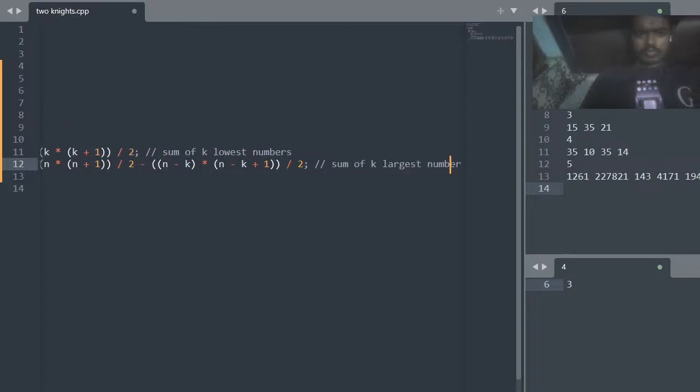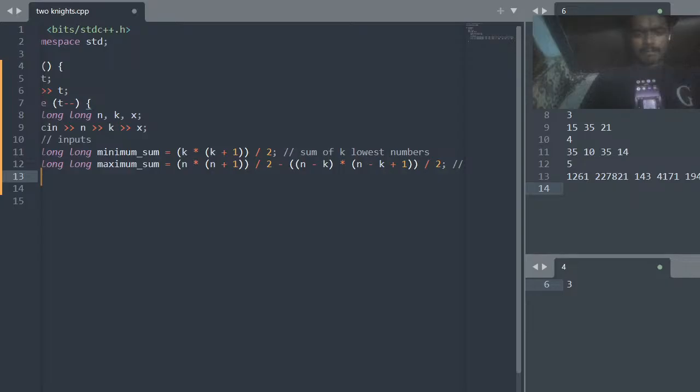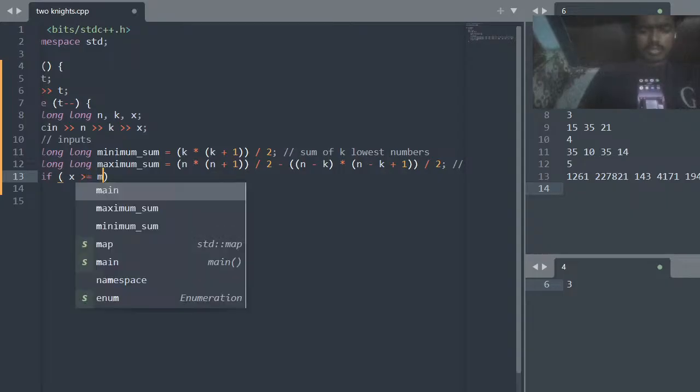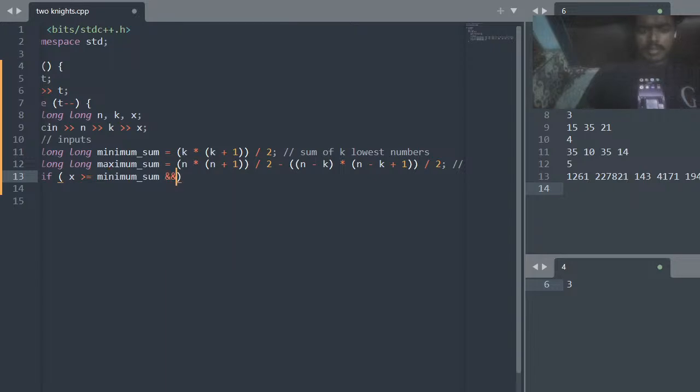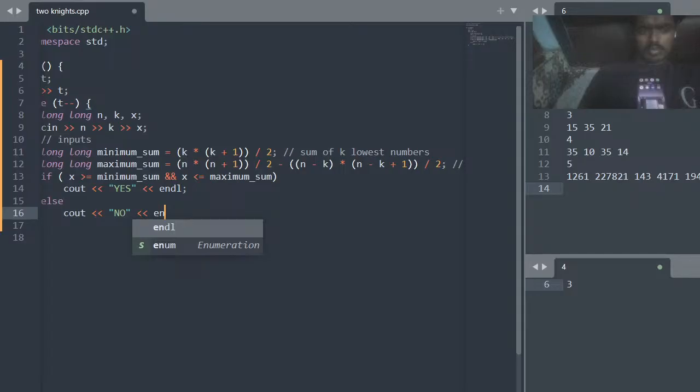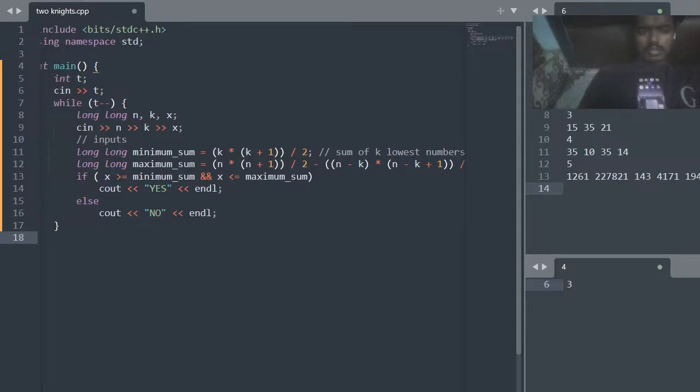Hold on guys. So if x is between the minimum sum and the maximum sum, then we'll print yes, right. And then else no. And we'll write, then we return.